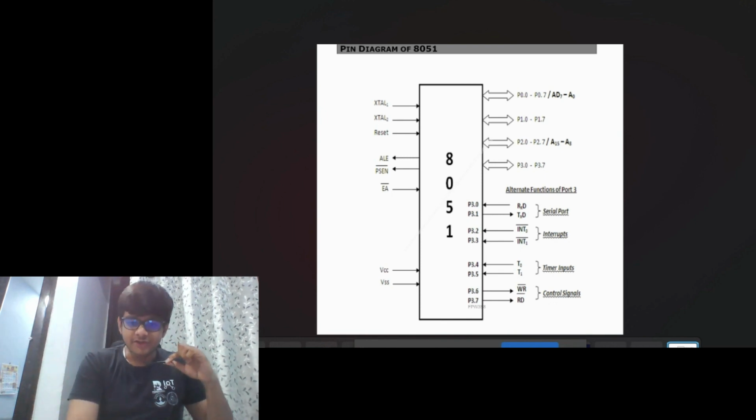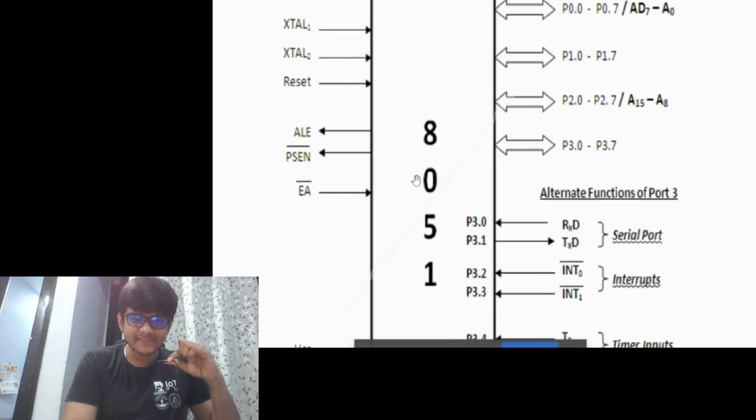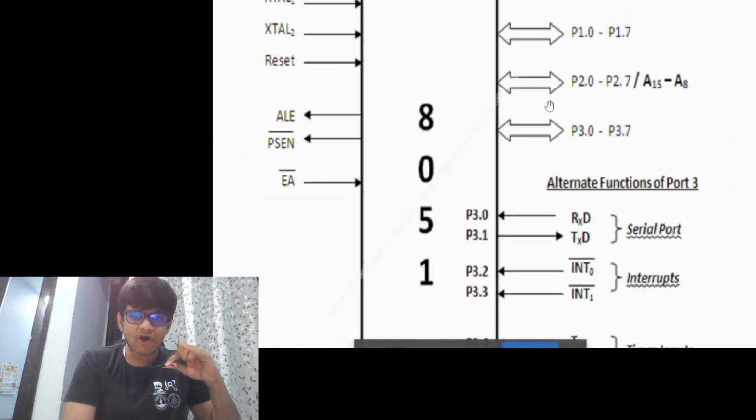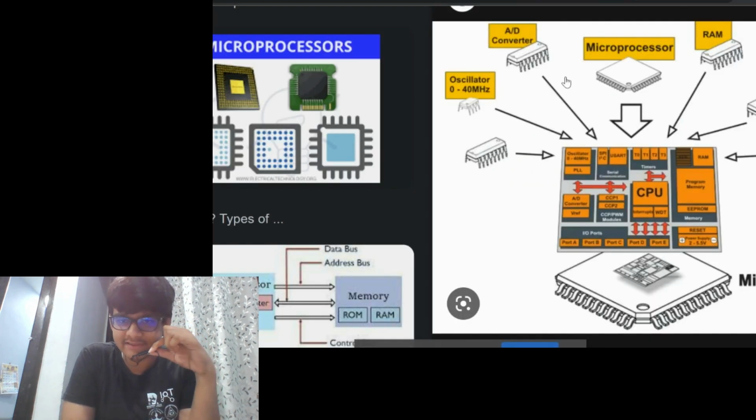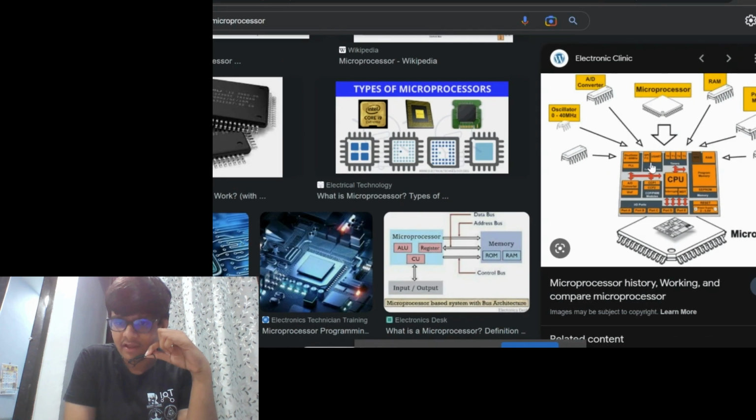So let's start with the pin diagram. This is the 8051 pin diagram. First, I will show you the processor and the microcontroller. This is the processor, and all of this together makes the microcontroller. This is the oscillator. This is the microprocessor, and it has separate registers, and the RAM and program memory have separate registers.